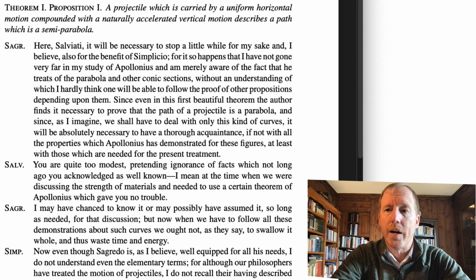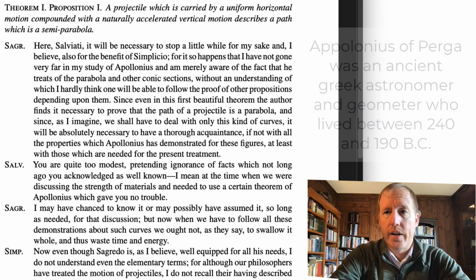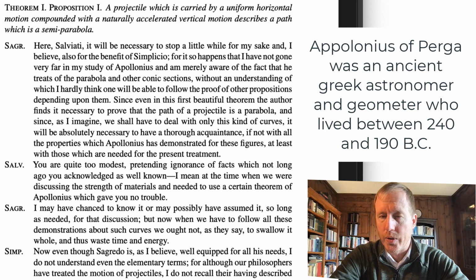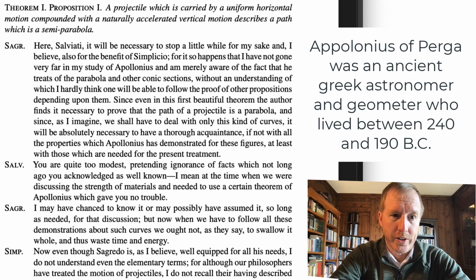So he's talking here about an ancient Greek mathematician named Apollonius, who wrote about what are called the conic sections. The conic sections are, if you take a cone and you cut it in different ways, it forms different curves. And this was a standard geometry textbook. And Sagredo is saying, whoa, wait a minute. I haven't read Apollonius in a long time, so if you're going to be claiming that this thing undergoes parabolic motion, and I remember from Apollonius that a parabola is one of the conic sections, I'm going to have to review this before you get into it. Otherwise, there's no way I'm going to follow what you say.